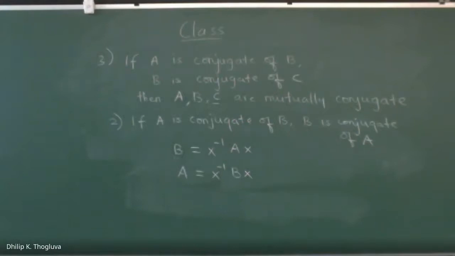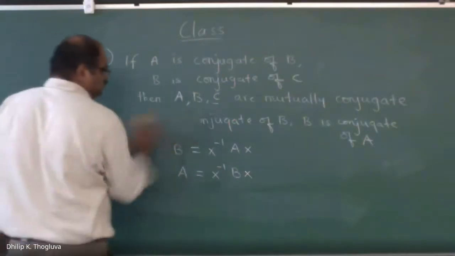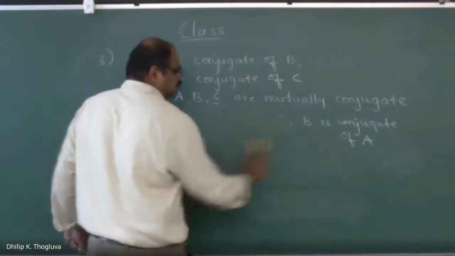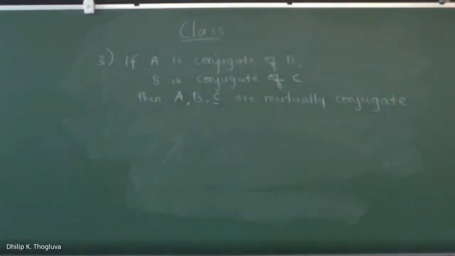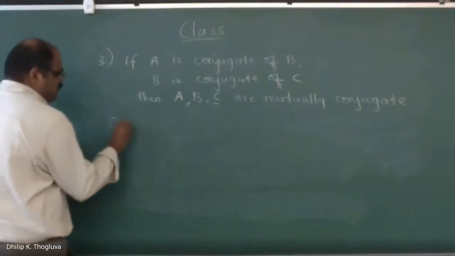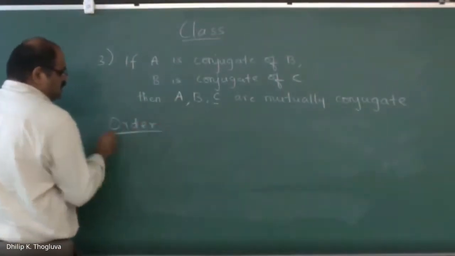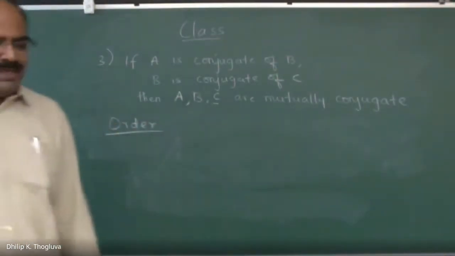I have to give an example, just that all three are mutually conjugate. So the last point: I have to define what the order is. I think maybe I didn't tell you about this. So order is the number of elements present in the group.